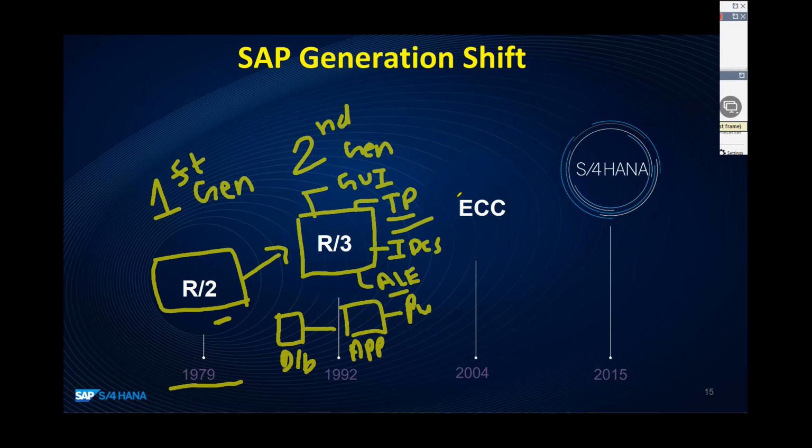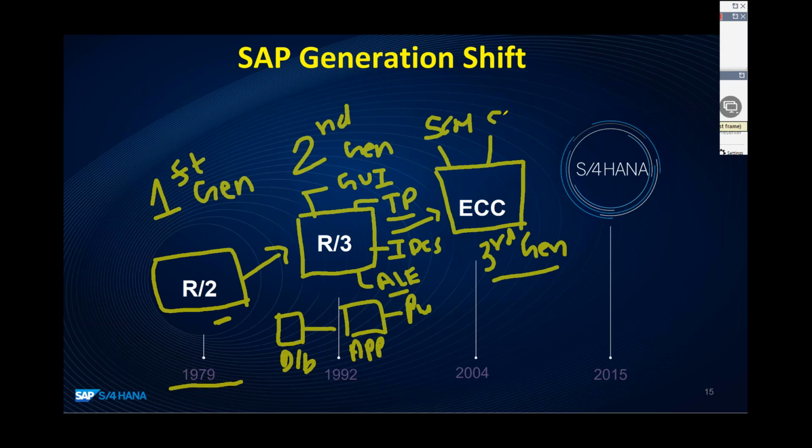Then we move ahead with our third generation, which is the ECC system. R3 has been converted into the enterprise core component, where we made a combined system with the core interfaces. We plugged in our SCM, SRM, CRM, and PLM systems, brought them together, and made an enterprise core component.